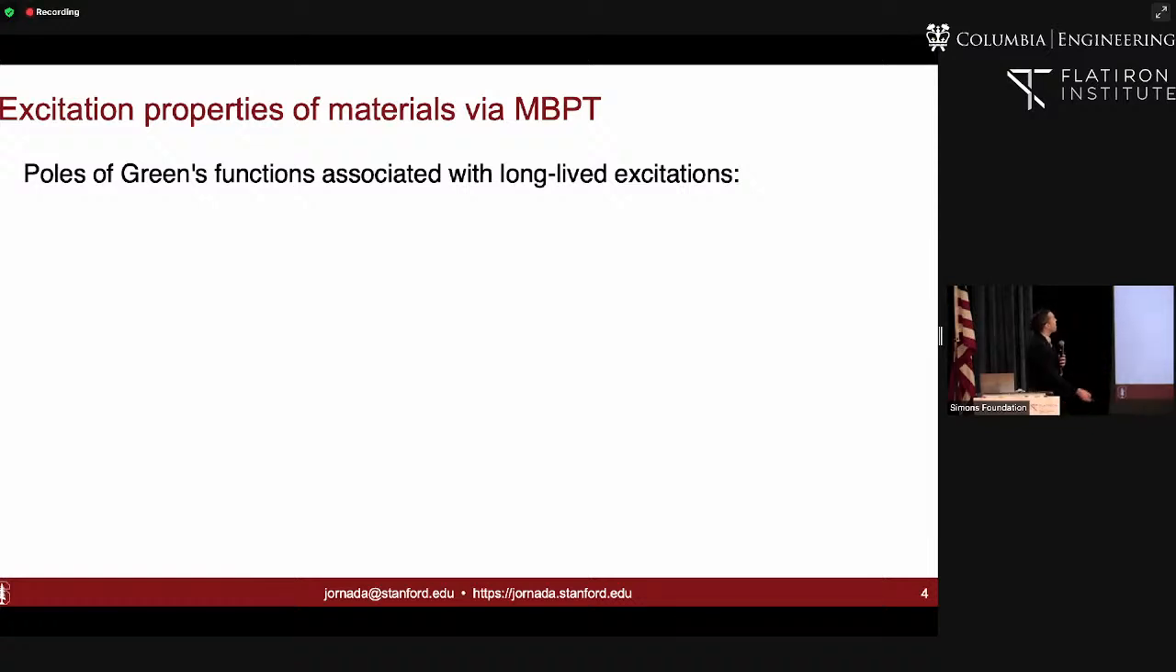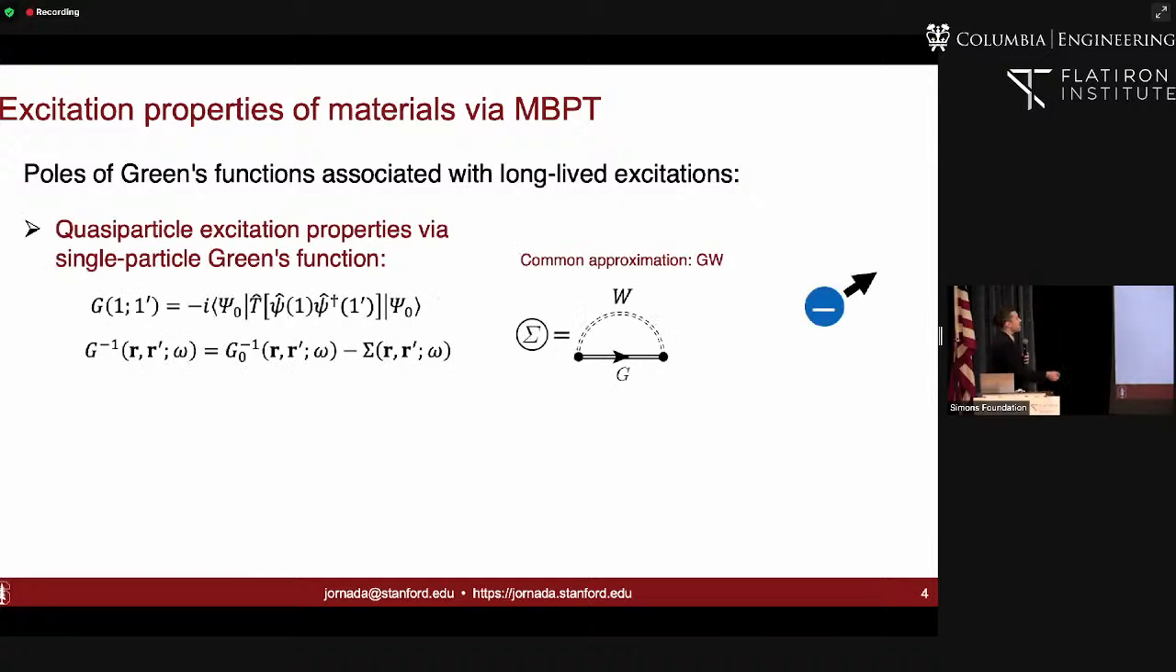As Wojtek mentioned, if you are interested in one particular excitation property of a material, you can ask yourself: what is the right kind of Green's function to look into? That Green's function will be associated with the propagation of one excitation, the poles of which are associated with long-lived excitations. For instance, quasi-particle excitations are associated with the single particle Green's function.